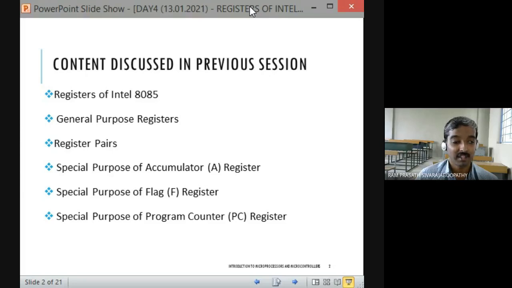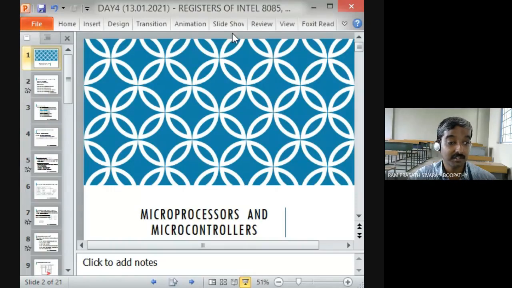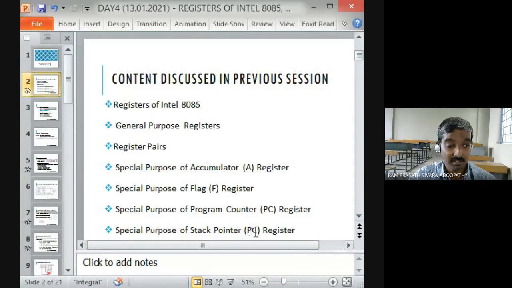Then what about the special purpose of the stack pointer register? Here it is mentioned as PC, actually it is the stack pointer register. Yes, P. Sorry.